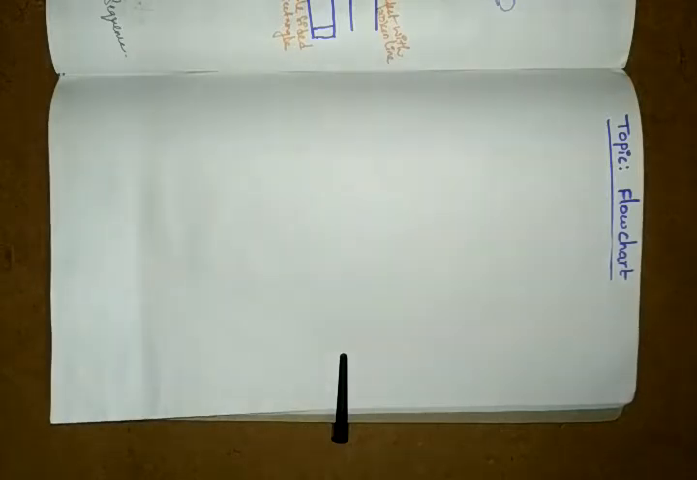Hello everyone. In the previous class, we discussed different ways of expressing our algorithms, right? We discussed the step-by-step format, pseudocode format, flowchart format, and Nassi-Shneiderman format. We discussed the flowchart already, but in this class we will discuss more about the flowchart representation. So what is a flowchart?